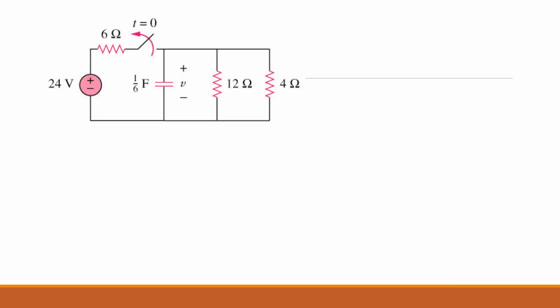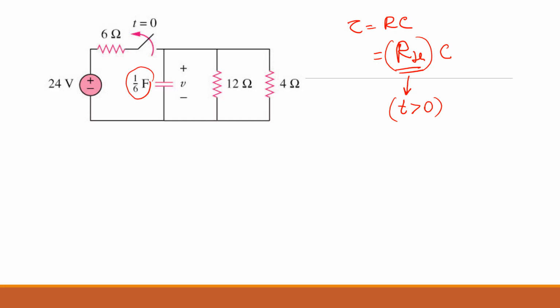Okay, so we are going to find the tau. Tau is RC. So R is what? R is the RTH across the capacitor when considering the circuit at time more than 0. And this capacitance is already known. It is 1 over 6 farad.